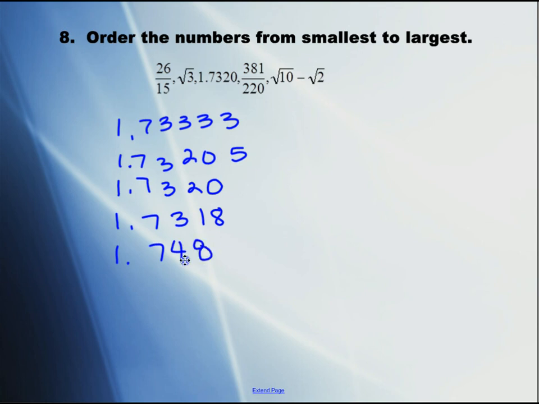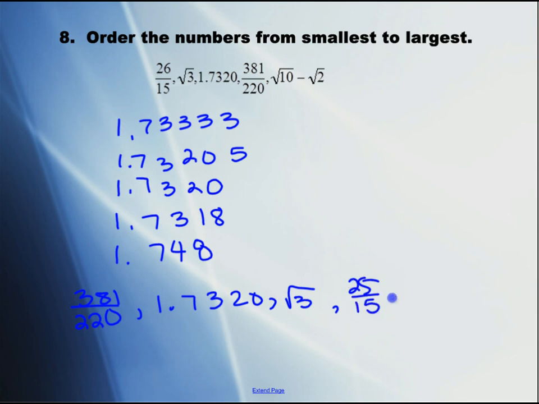So the smallest number is 381/220. The next smallest number is 1.7320. And then radical 3, then 26/15, and the largest number is radical 10 minus radical 2. And again, we get that just by comparing the decimal places and seeing which one is smallest.